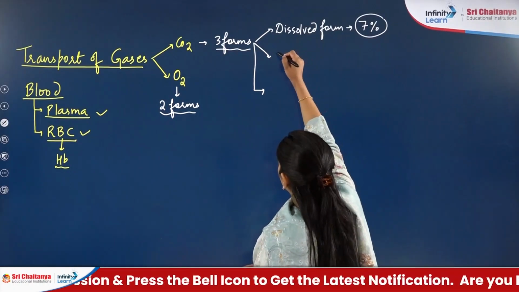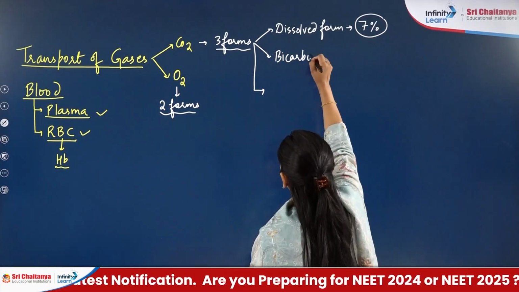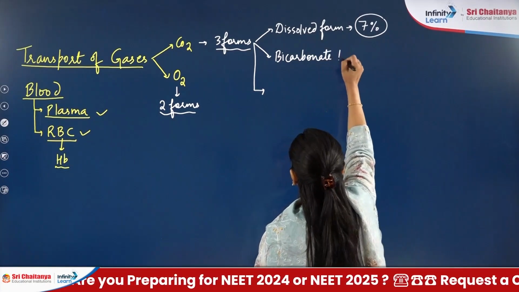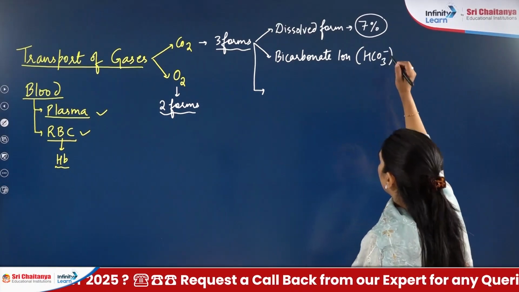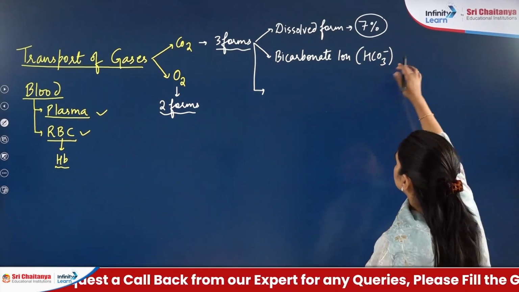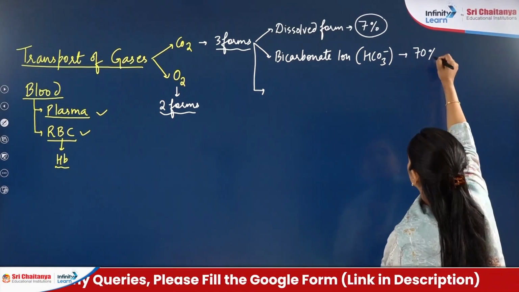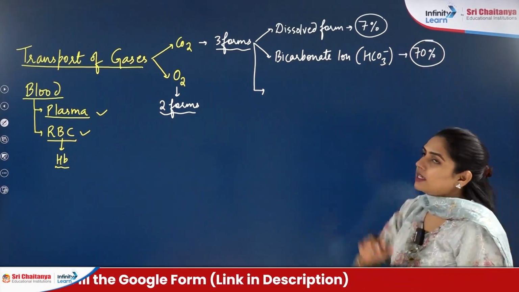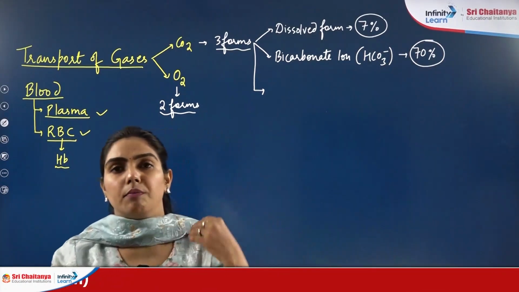Now the another form is bicarbonate ion form. What is bicarbonate ion? HCO3 negative. How it will be formed? I am going to tell you. Right. Then how much percent? 70%. 70% is going to travel as the bicarbonate ion form.